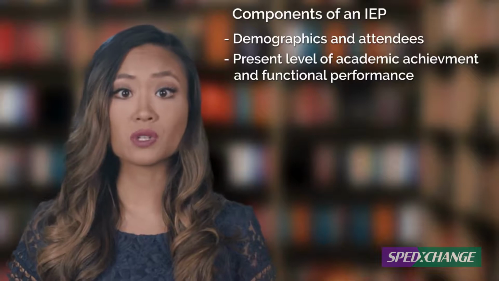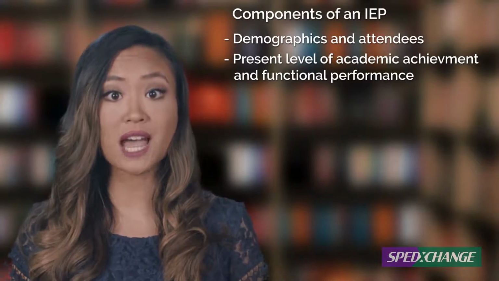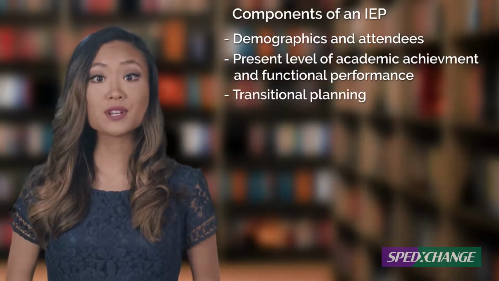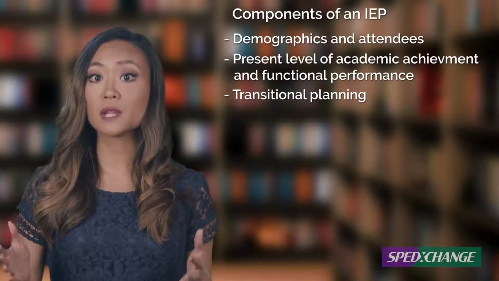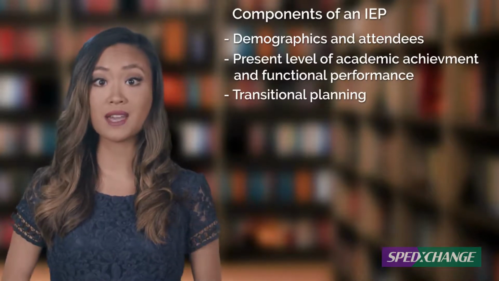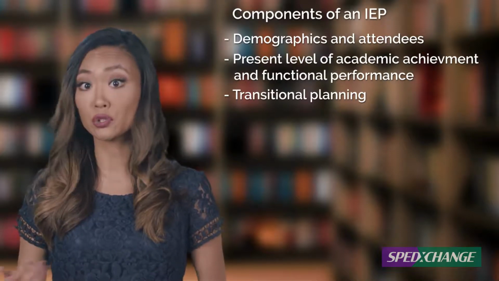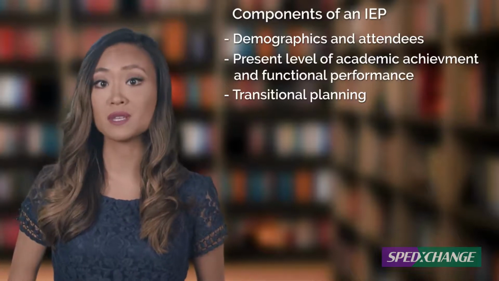It is also important to include any accommodations, modifications, or strategies that have been attempted and how the student responded to them. Transitional planning. By the time the student is 16, transitional planning must become an aspect of the IEP meeting. Some states mandate that transitional planning begin earlier. Until that time, transitional planning will not be part of the IEP process.